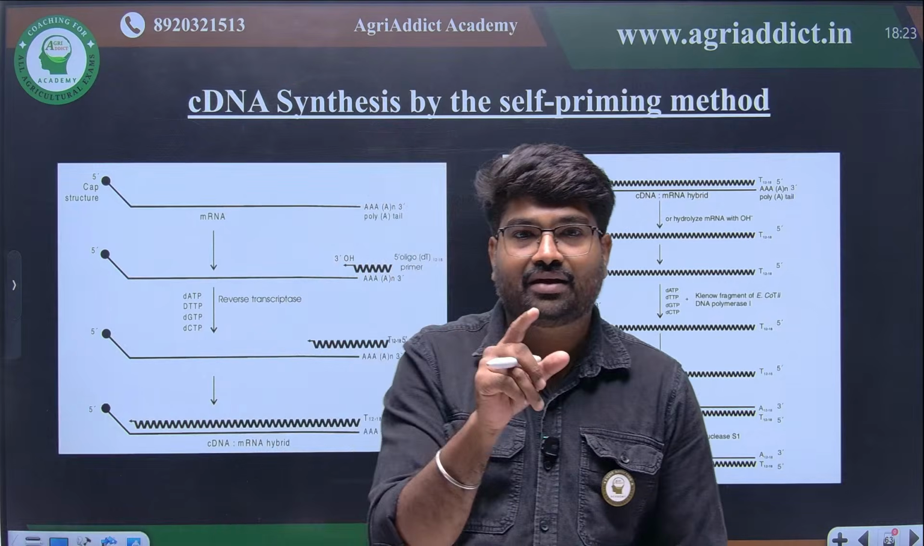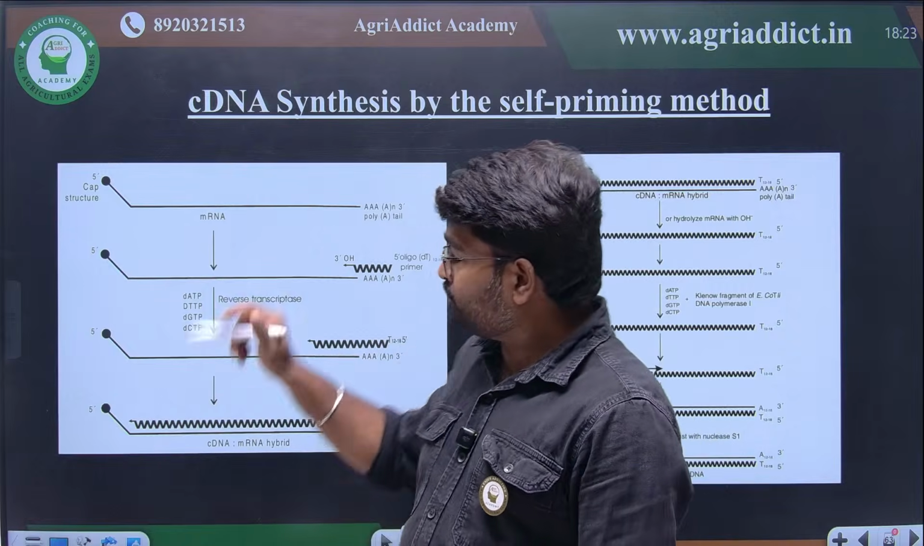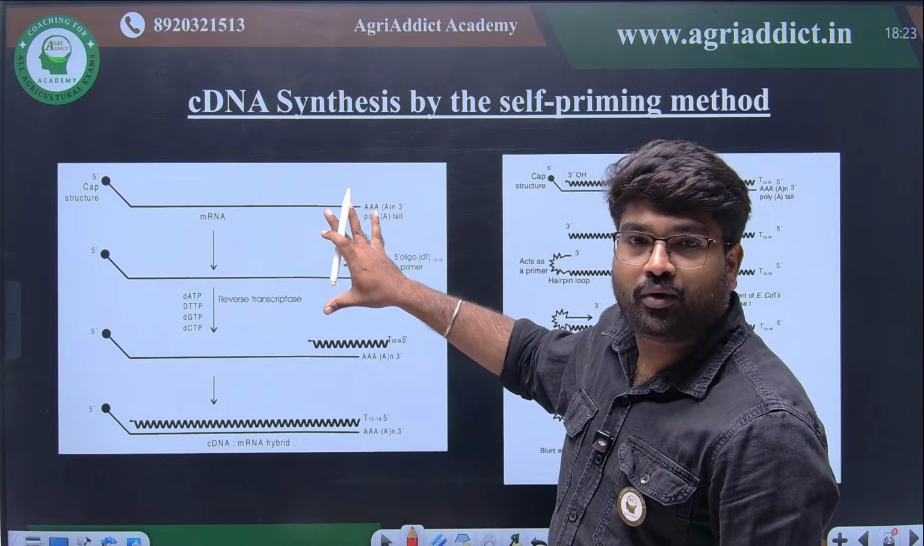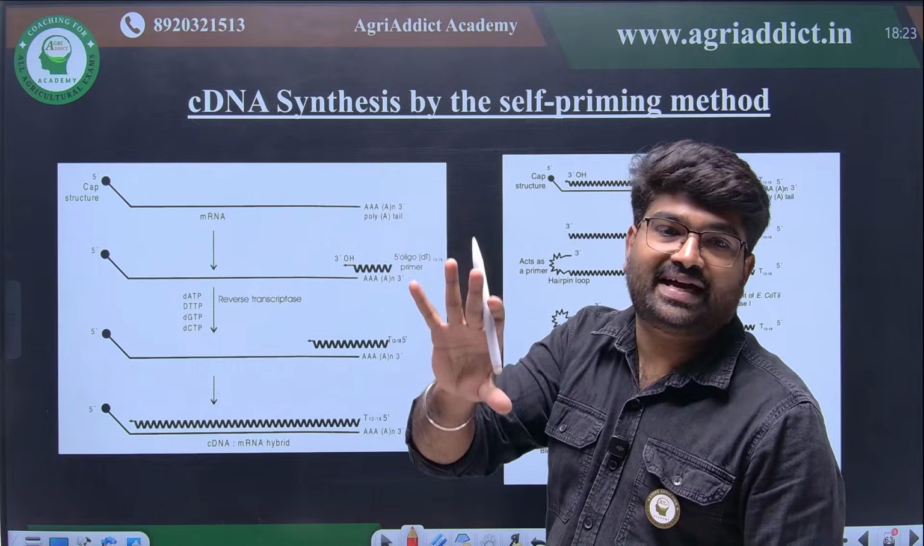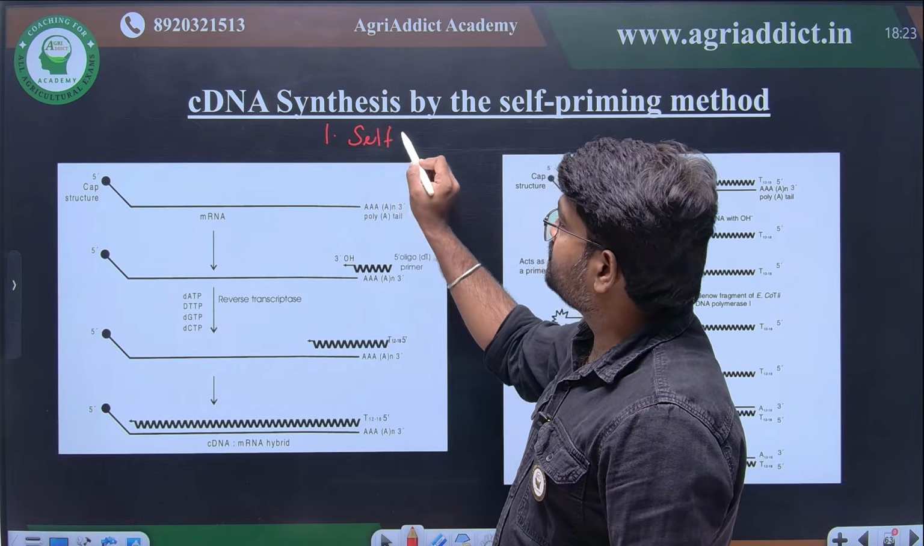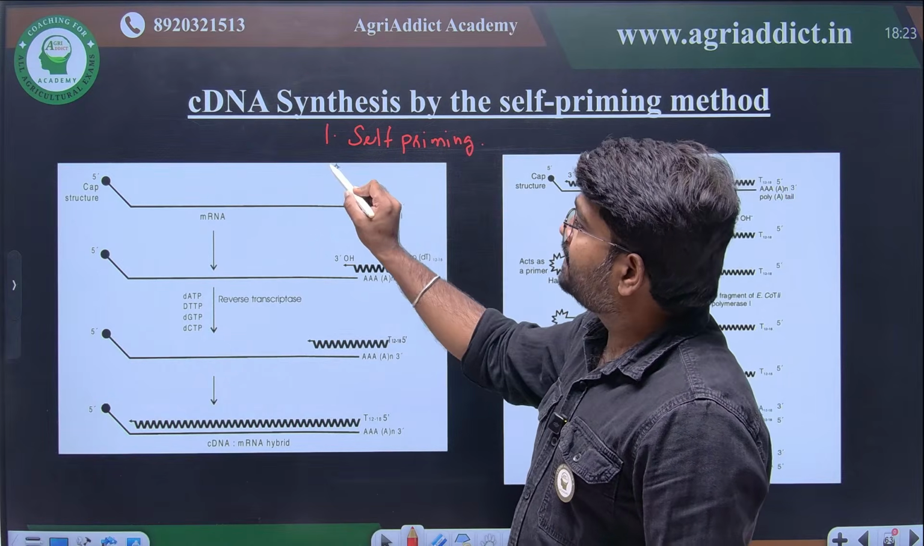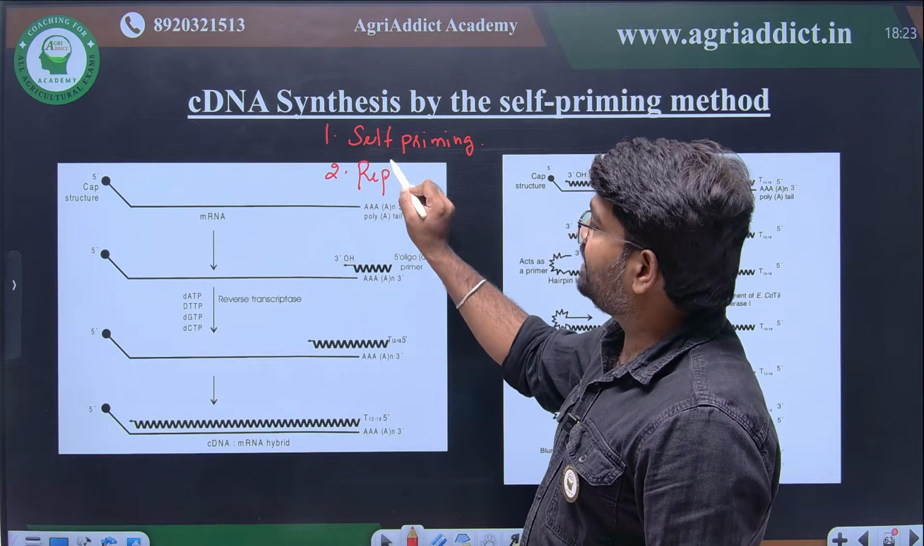Okay, how are we converting messenger RNA into a DNA molecule? This is most important. There are two different ways. First is the self-priming method for synthesis of cDNA. Second one is the replacement method.